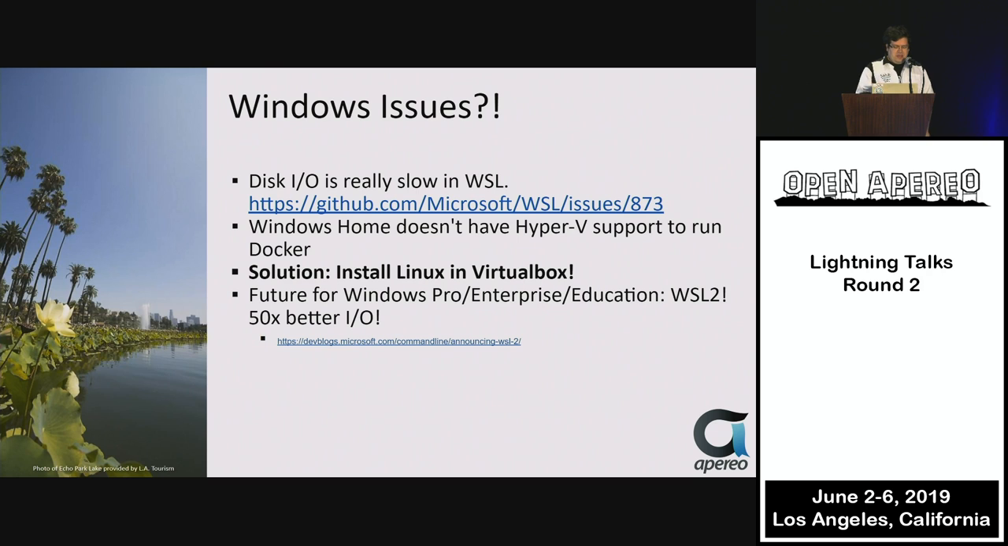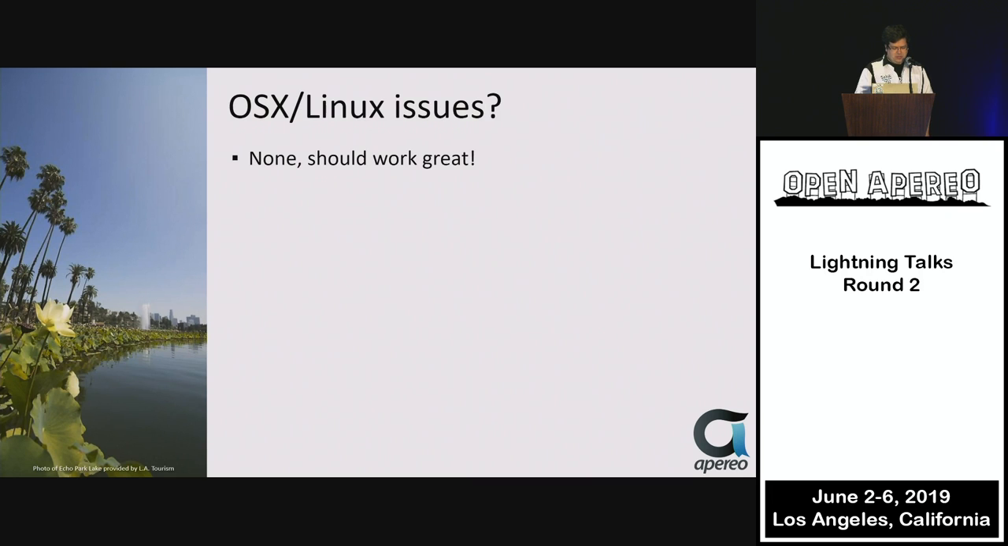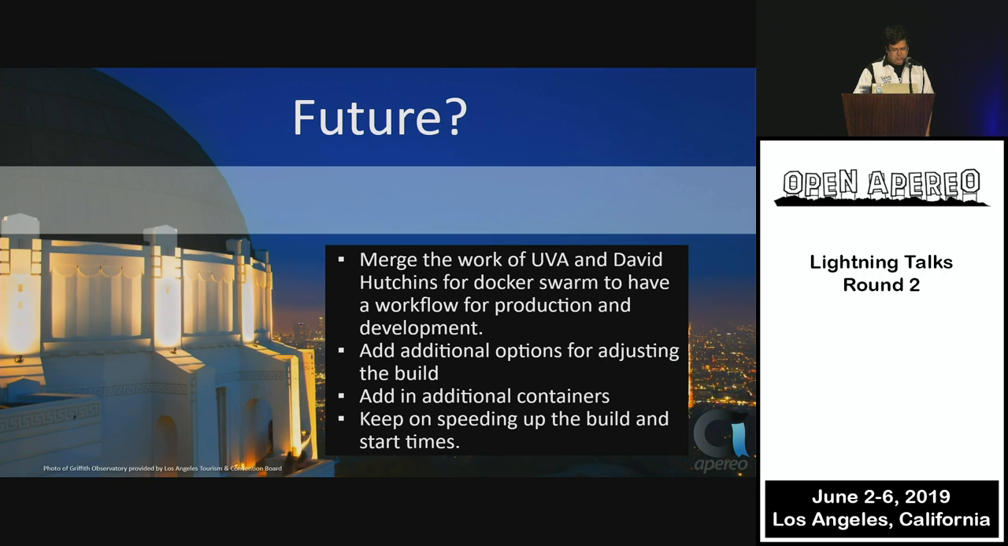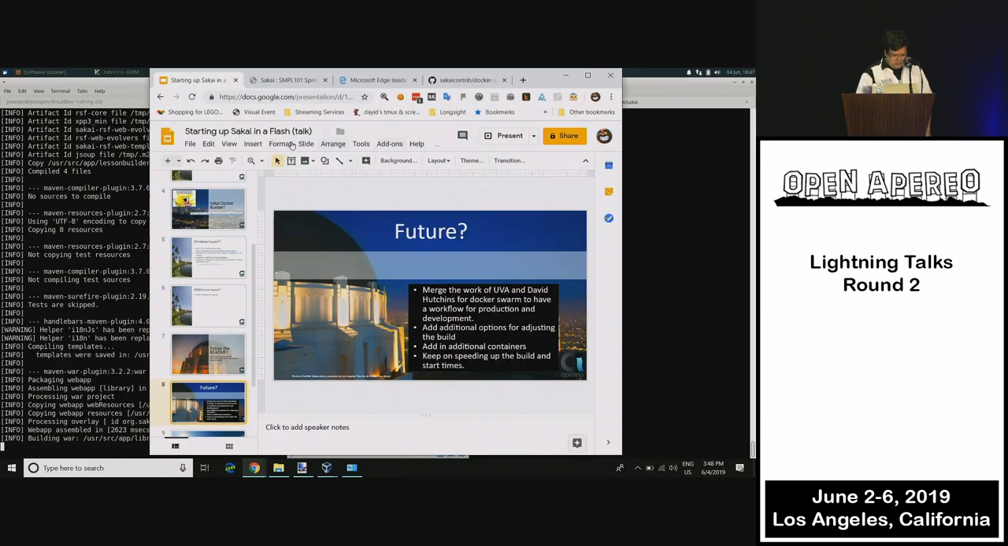The build, I was running the build natively for a while. It took almost 20 minutes to build because of the disk I/O issue. So that is not worth doing. OS X and Linux, I've tried OS X, it works great. It works great on Linux, installed in VirtualBox and Windows. So there really are no issues running these scripts. So you follow the README. First time will be a little bit slower because it has to download all the artifacts from Maven depending on your network speed. I have everything downloaded and cached already. The script actually caches everything in your local file system so you don't have to download it again every time you do the containers.